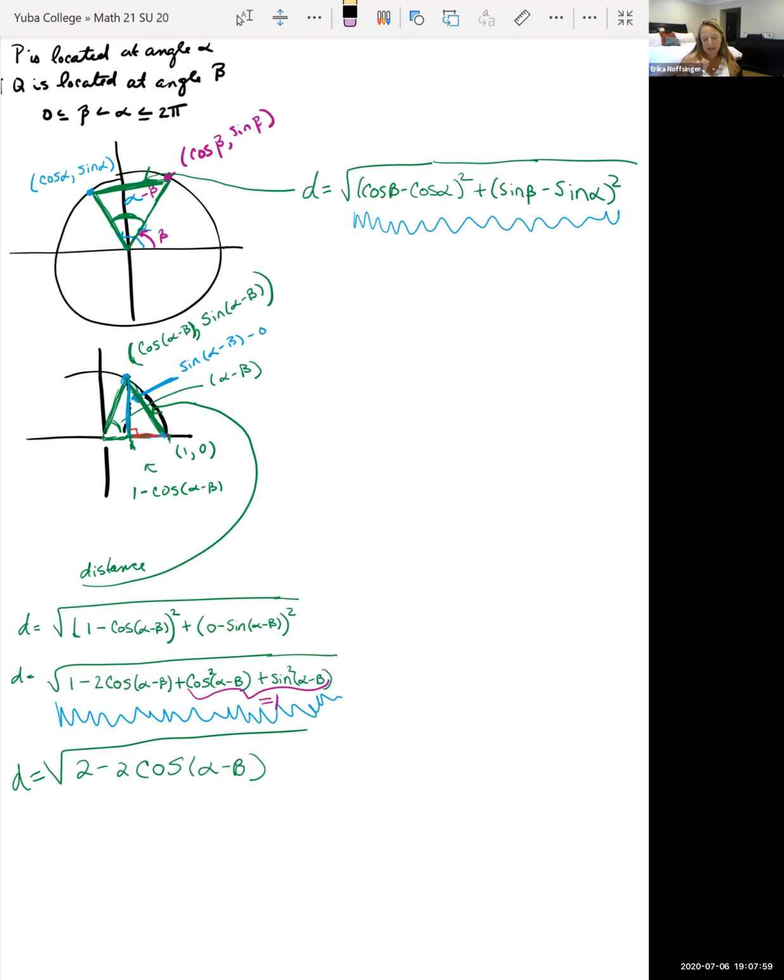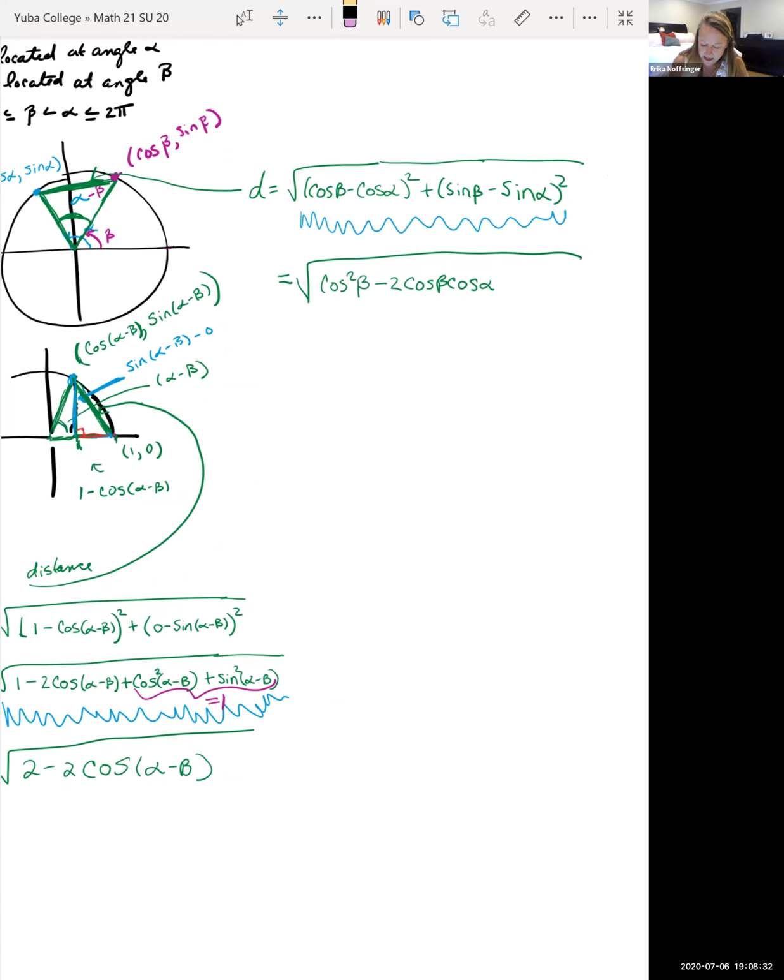Unfortunately, we need to distribute this out, but once we've distributed things out, things are going to combine nicely. Again, we can combine things to rewrite them as 1. And so if we distribute this distance up here, we have the square root. Well, cosine beta times cosine beta, that's a cosine squared beta. Then our middle term is going to be a minus cosine beta times cosine alpha, minus cosine beta cosine alpha. So that's minus 2 cosine beta cosine alpha. It doesn't matter the order. And then we have a negative cosine alpha times a negative cosine alpha, which is a plus cosine squared alpha.